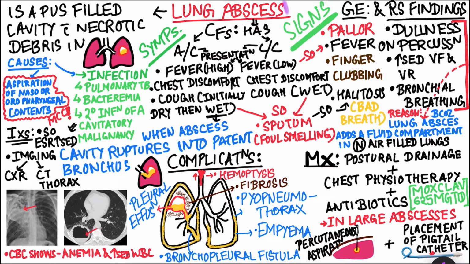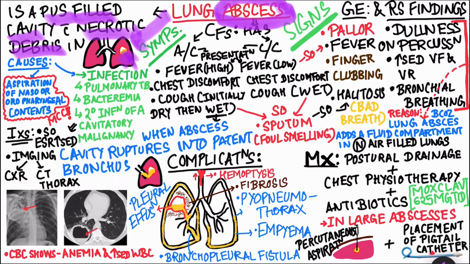So from the word abscess, we can understand pus. So lung abscess is a pus-filled cavity with necrotic debris within it, and it is a pus-filled cavity which is present within the lungs. So it is called as lung abscess. Here you can see lung abscess.